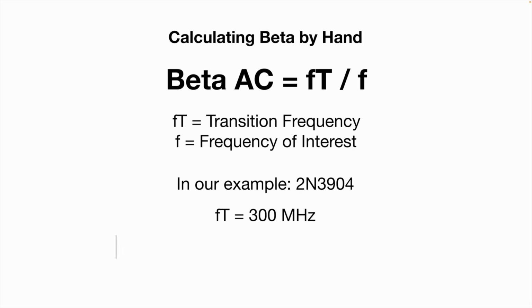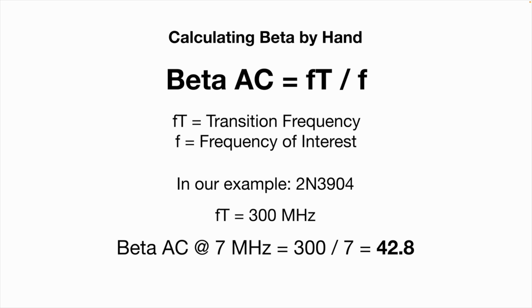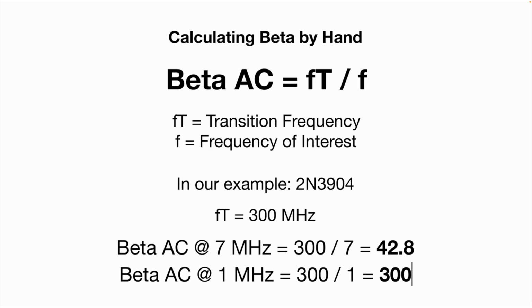So it's tricky. But if you do the sums by hand, 300 divided by 7 would give you a beta of 42.8, which is higher, of course, than the LTspice version. And at 1 megahertz it's much higher: 300 divided by 1, 300, well, yeah.